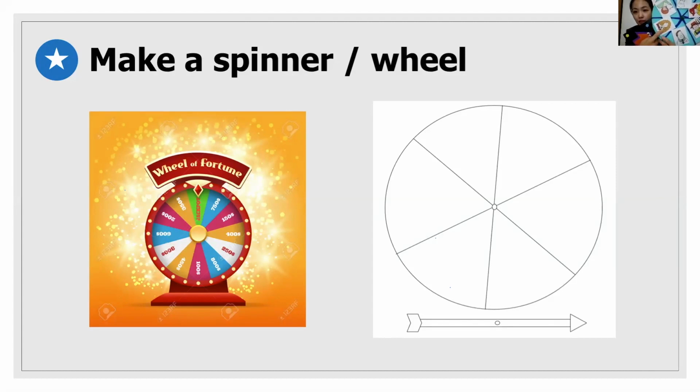So this is a singer. Who is she? And your students will say, she is a singer. And what is she doing? Yes, she's singing a song, like this. So try to use these kinds of spinners to teach your students the grammar.